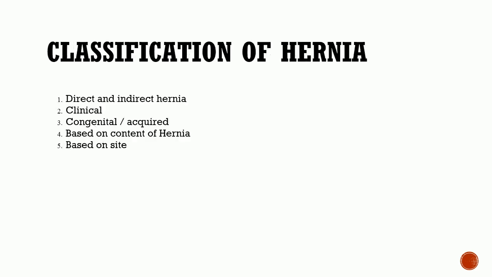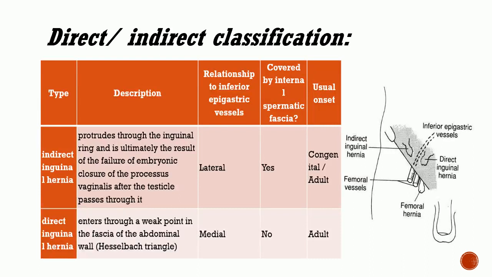Hernia can be classified by: 1. Direct or indirect hernia. 2. Clinical classification. 3. Congenital or acquired classification. 4. Classification based on content of hernia. 5. Classification based on site of hernia. Direct or indirect hernia classification.